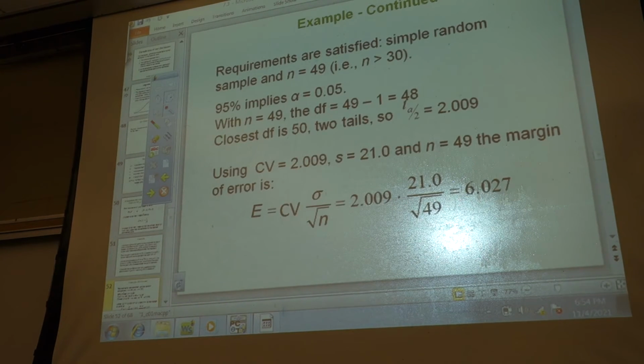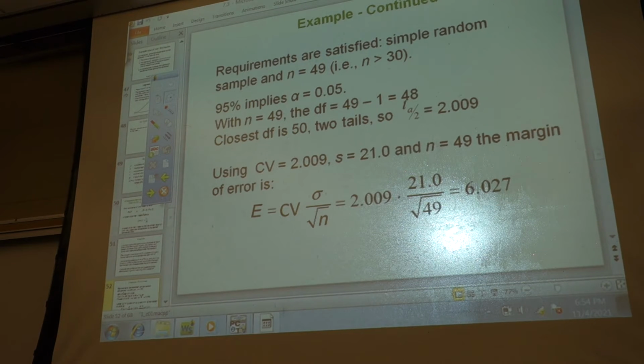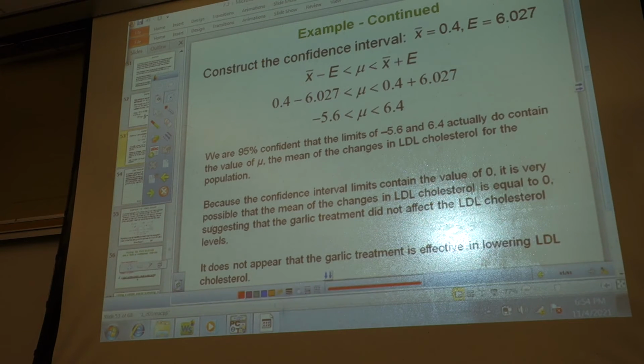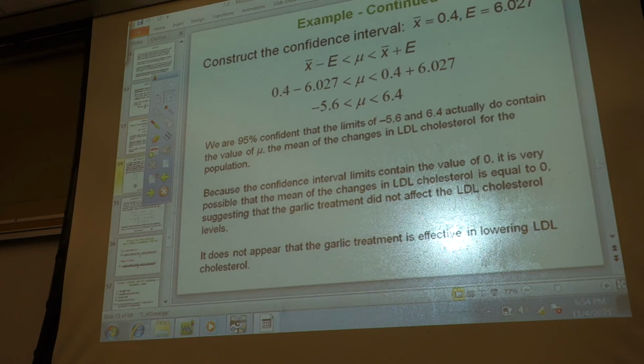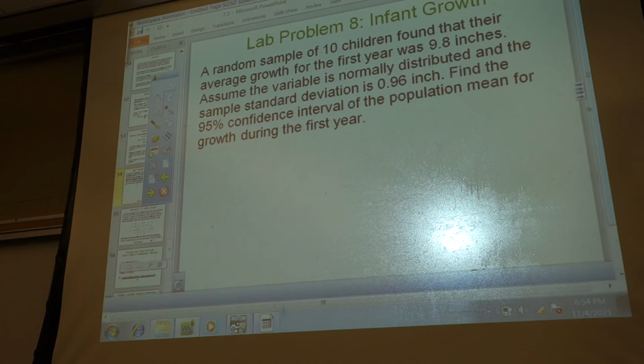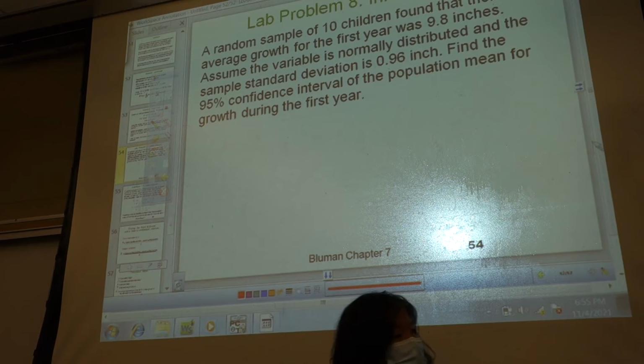Here it is prettier. They used a more accurate number because they had a better table, I guess. And here's some more information they said. Okay, so you folks need to do lab number 8. So those are all your pieces.